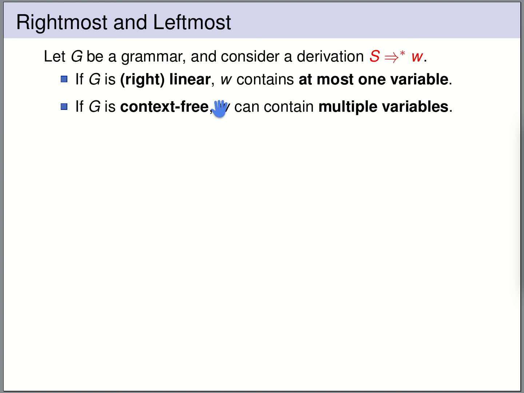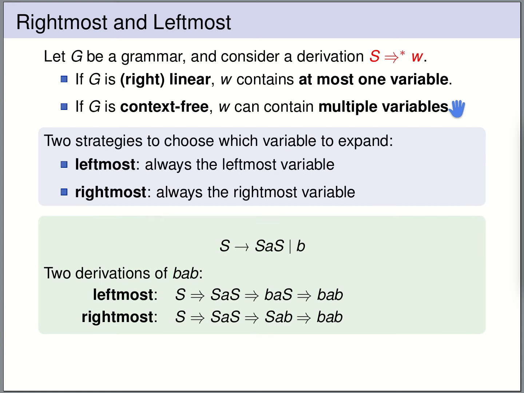In a context-free grammar, the production rules can have an arbitrary number of variables in the right-hand side. So that means also the word W that we have derived can contain multiple variables. And if we have multiple variables, then we have a choice what variable to replace. So strategies come into play. And two very basic strategies are leftmost or rightmost. And they do what the name suggests. In the leftmost strategy, we always replace the leftmost variable. And in the rightmost strategy, we always replace, unfold, the rightmost variable in the word.